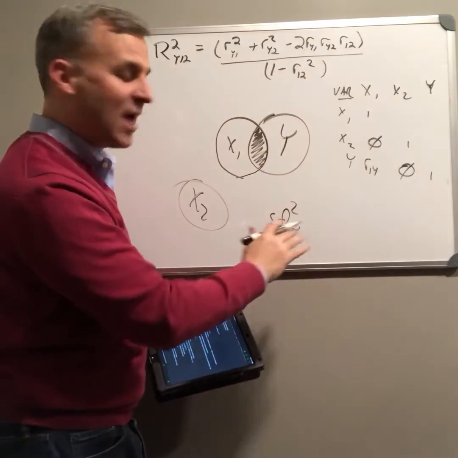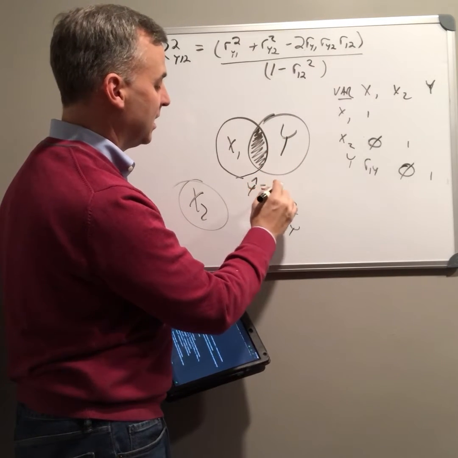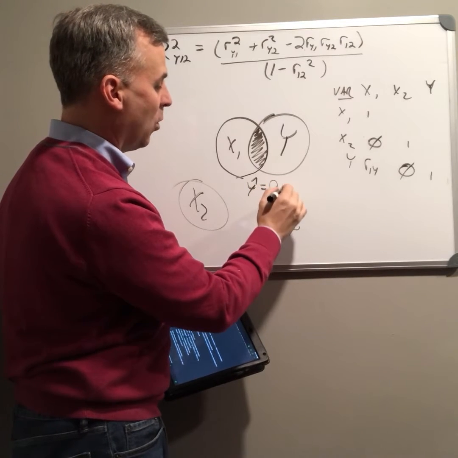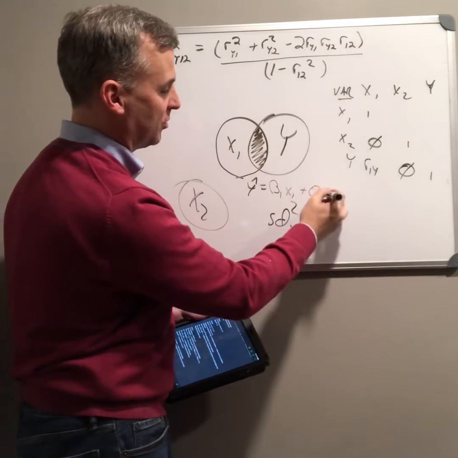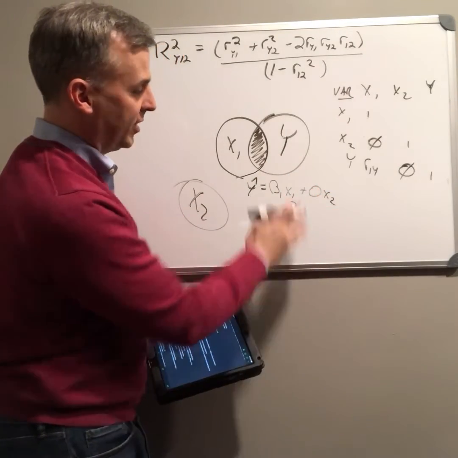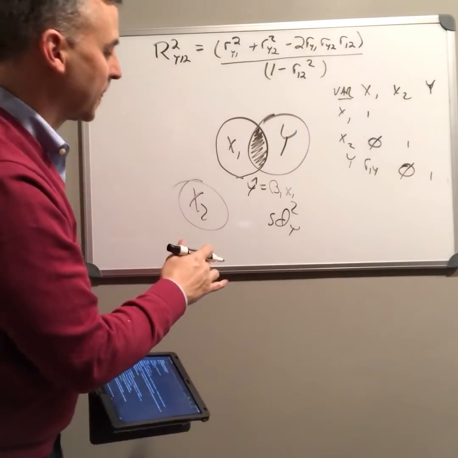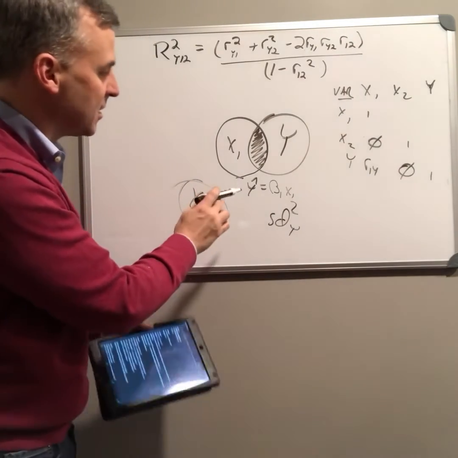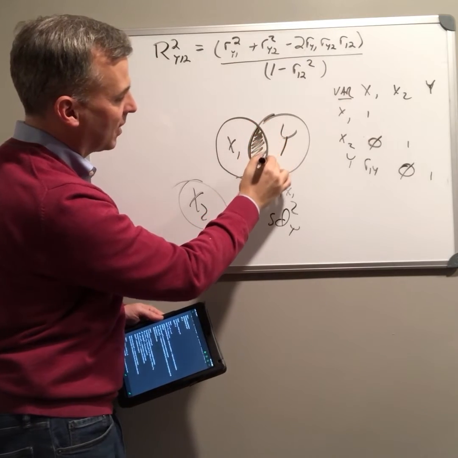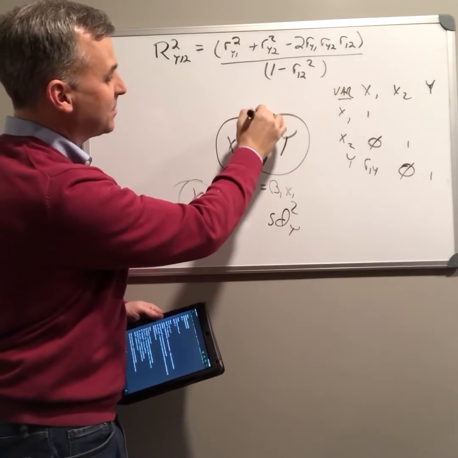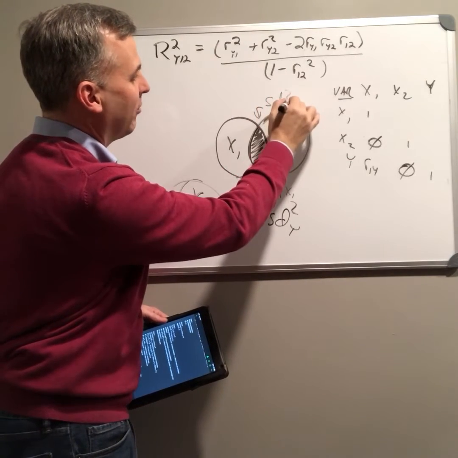Now, if we were going to write out the regression equation that results from this, it would be the expected value of y is equal to beta 1 x1 plus 0 times x2, because there's no relationship there. So we could just drop that out. It kind of doesn't matter. And this is what this looks like. The implications of this are that this part right here of this circle represents the variance in the expected value of y.